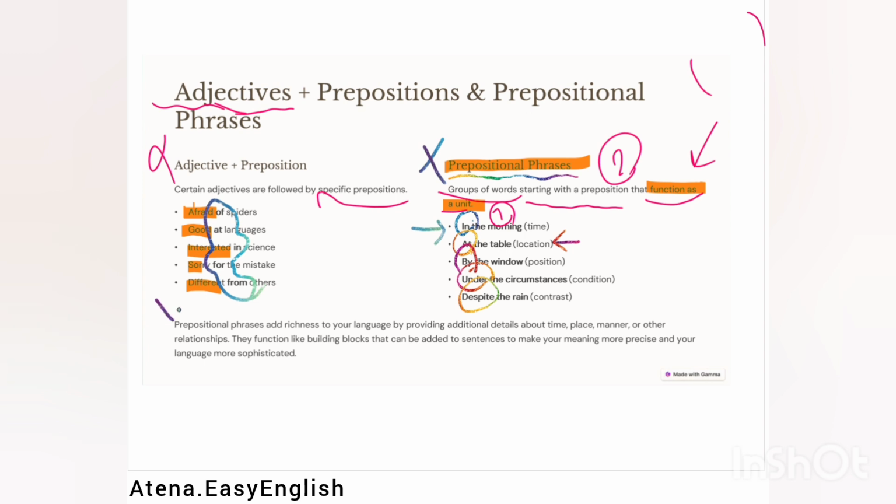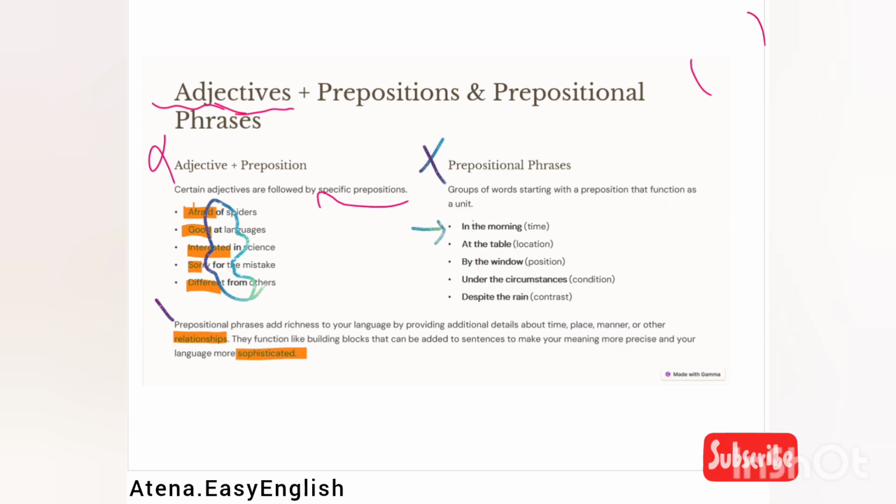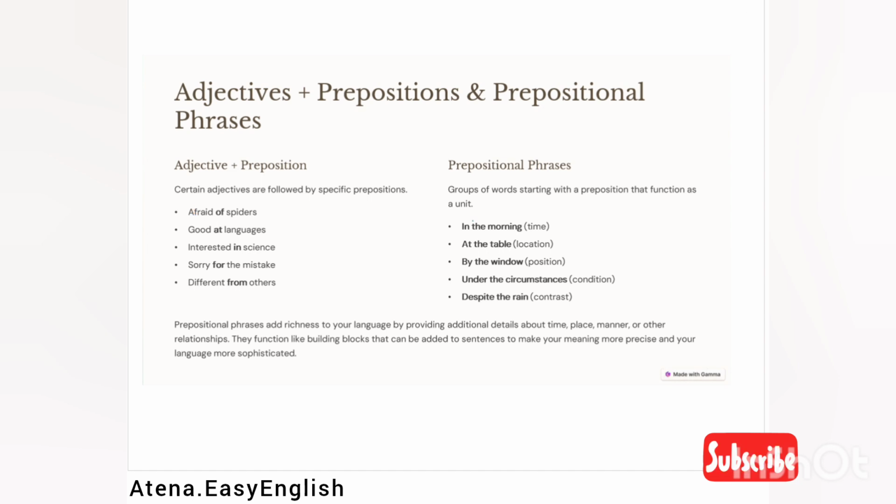So, look at this part. Prepositional phrases add richness to your language by providing additional details about time, place, manner, or other relationships. They function like building blocks that can be added to sentences to make your meaning more precise and your language more sophisticated. So you can use prepositional phrases if you want to seem more fluent or professional in English. They're not difficult, but a bit challenging. This was all about this video talking about prepositions and prepositional phrases.